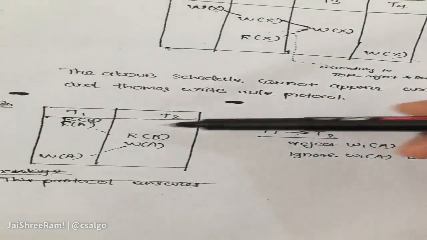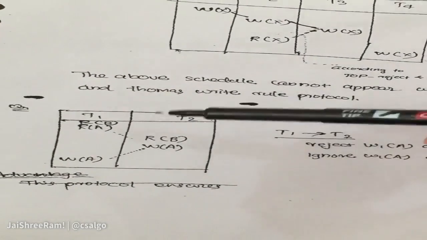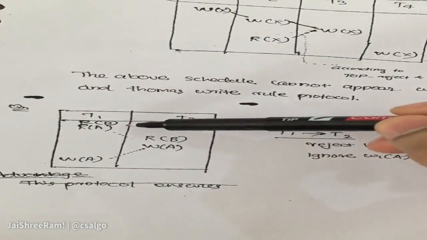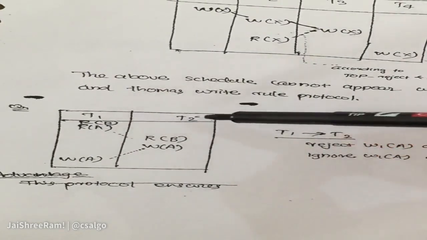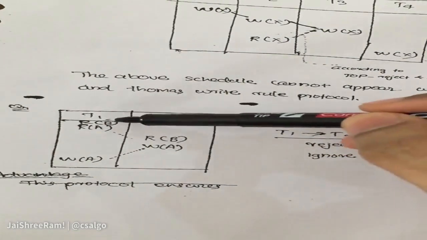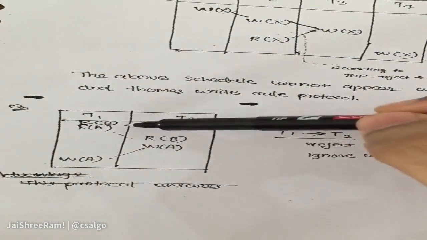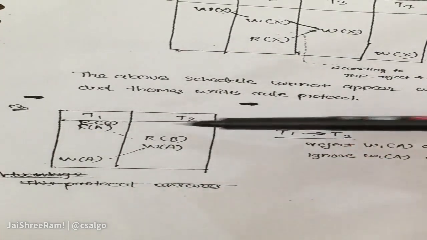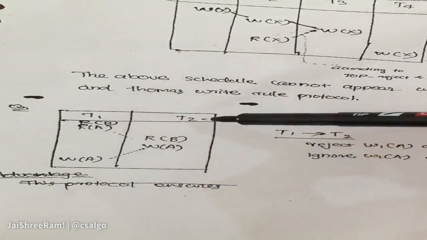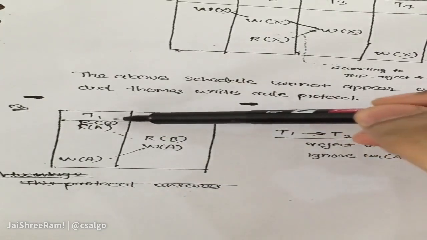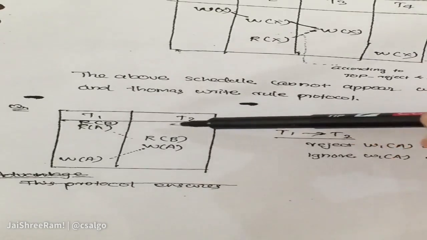This one. Watch it. So here T1 should be followed by T2. That should be the order, because that is the order in which they are appearing, right? So here there is T1 and then T2. Therefore, T1 should be followed by T2. In case of any conflicts, T1's action should occur first and then T2.